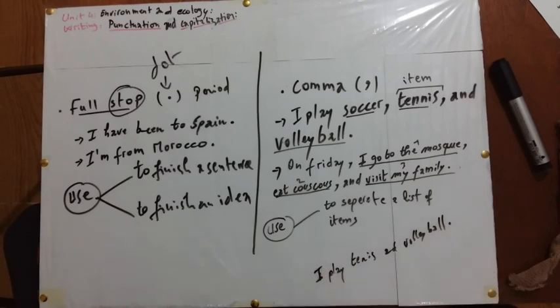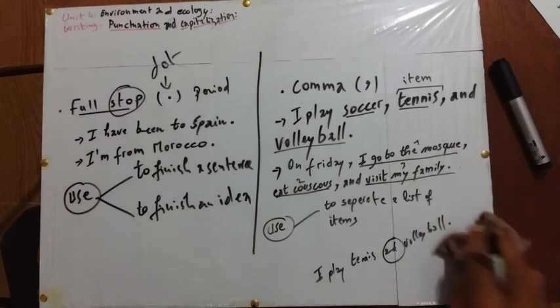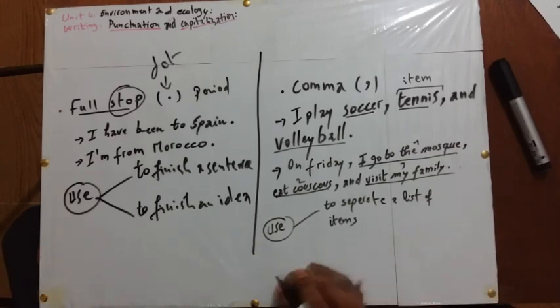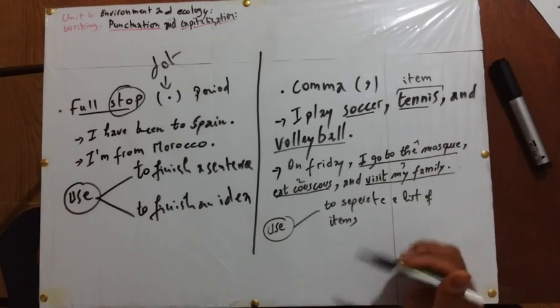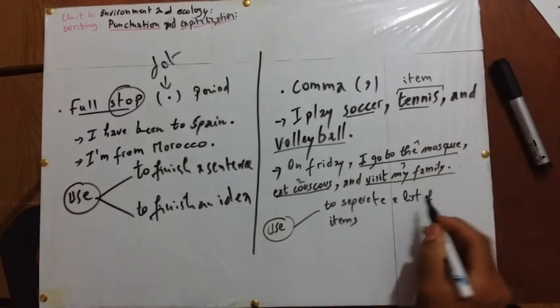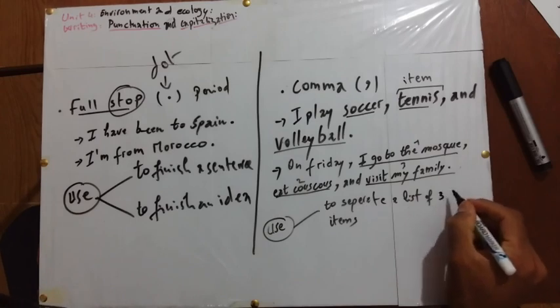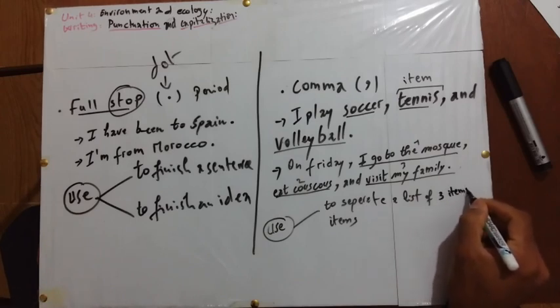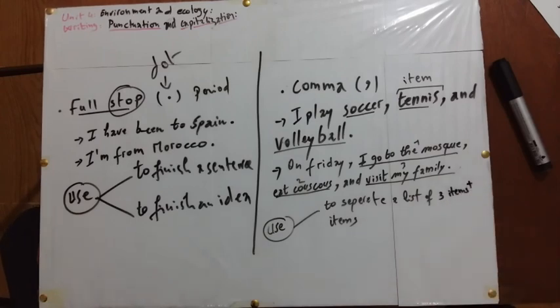But notice, if I say I play tennis and volleyball, do I need a comma? No, you don't need a comma in this case. You only add and. So when do we use a comma? We use a comma when we have 3 items or more, to separate a list of 3 items or more.